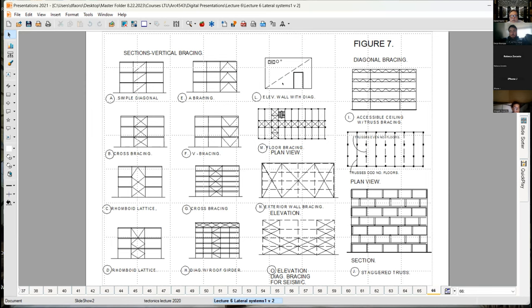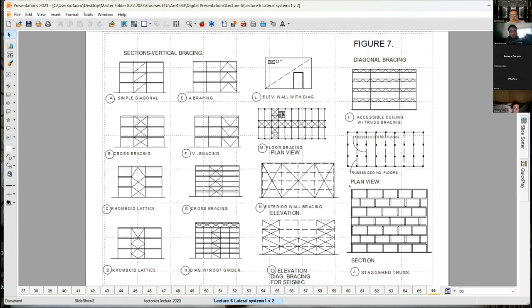The other diagonal bracing system is sometimes referred to as a staggered truss. These are trusses that go full floor. The top quarter of the truss would be the roof. The bottom quarter of the truss would be the floor down below. And the vertical web members are literally passing through regions from the floor to the floor above, to the floor below, or the roof to the floor below in this case. They are alternated on the bay.